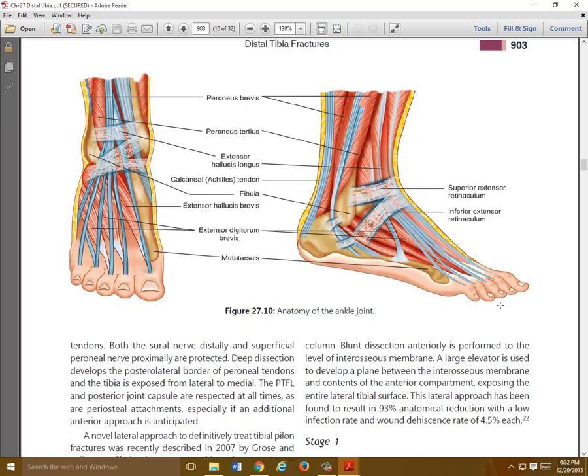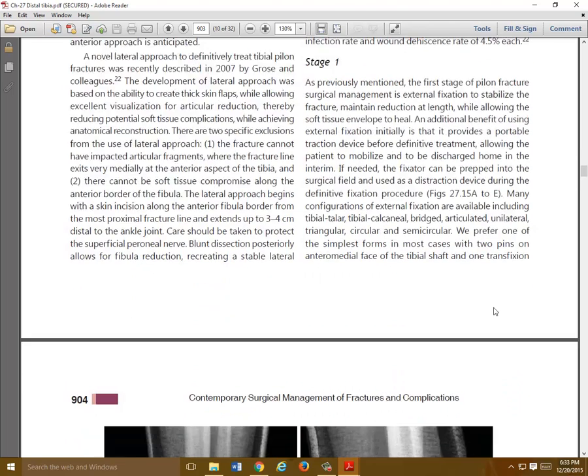Hope you familiarize yourself, if you're not already, with the anatomy, where the tendons are around the ankle, where the neurovascular structures are.